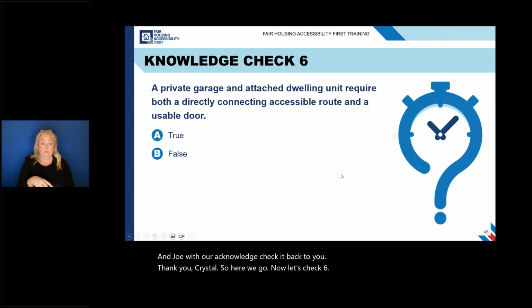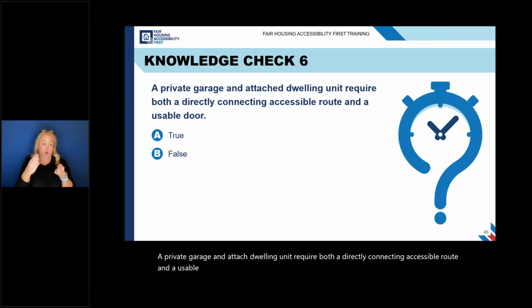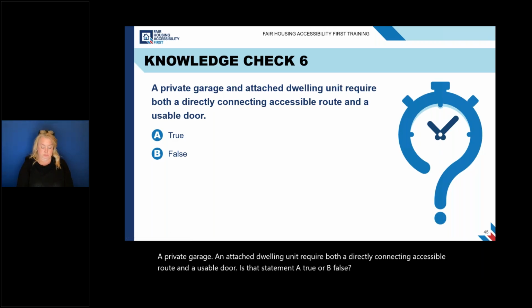A private garage and attached dwelling unit require both a directly connecting accessible route and a usable door. Is that statement A, true, or B, false? So let's load that poll.